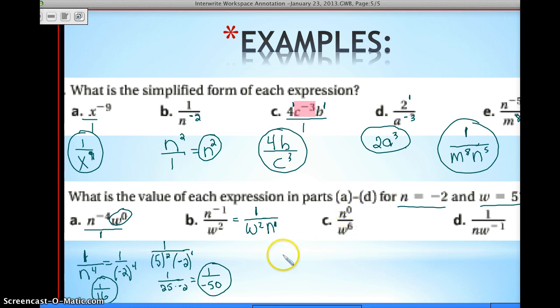N to the 0, that equals 1. W to the 6, it's not negative, so nothing gets flipped. So we end up with 1 over 5 to the 6th power. You have to multiply 5 times 5 times 5 times 5. Oh, lost track here. Hopefully I did that right, 625.